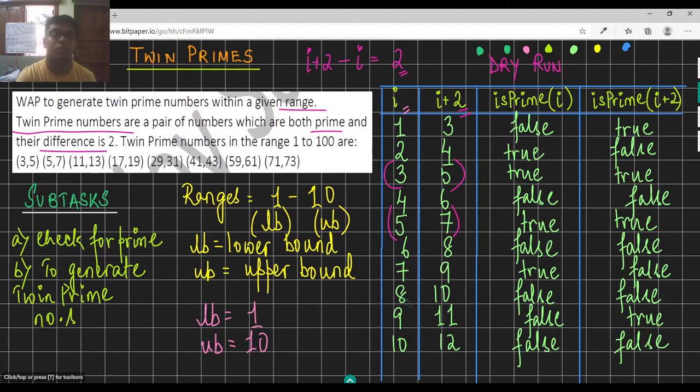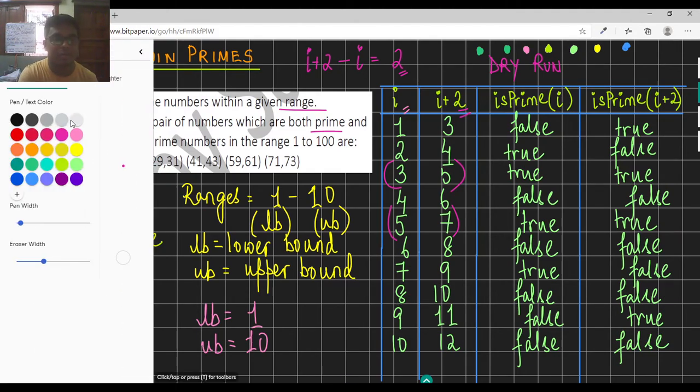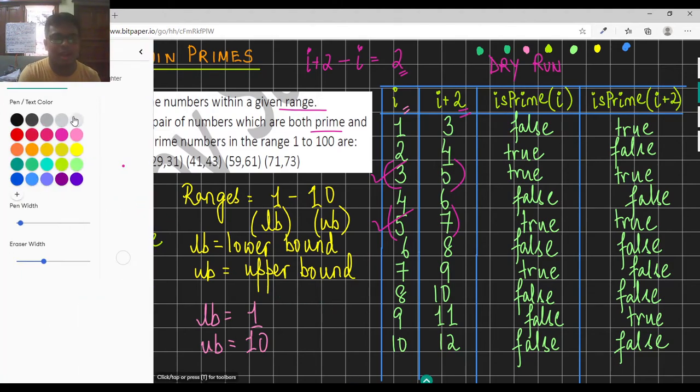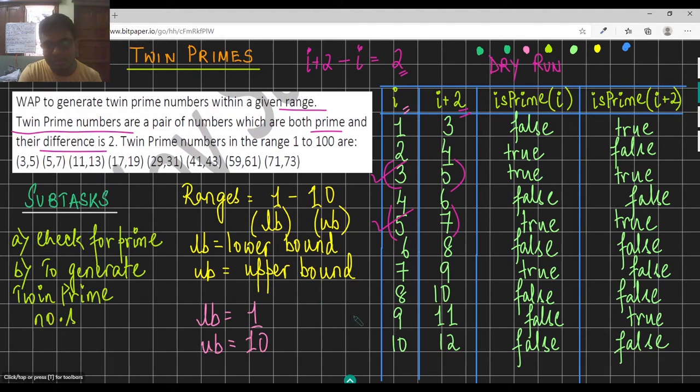Alright, so the twin prime pairs that we have got between 1 and 10 are 3, 5 and 5, 7. But do you notice a problem? The problem lies in the last two rows. Why? You see, we are checking numbers which go beyond our upper bound, and our upper bound is 10. We cannot have a number which is greater than this range, because we have been asked specifically to find out twin primes that lie between this range, right? So therefore, the last two rows cannot be taken.